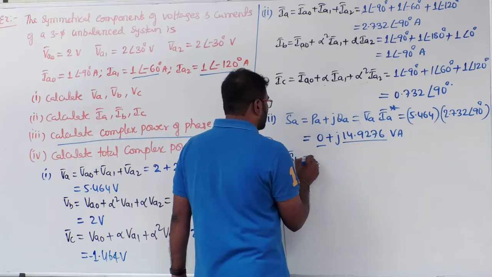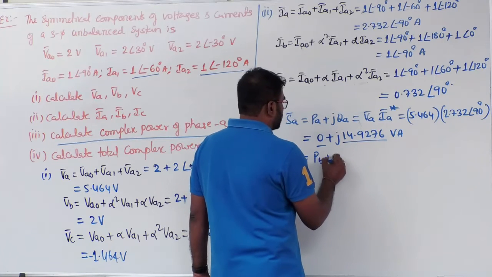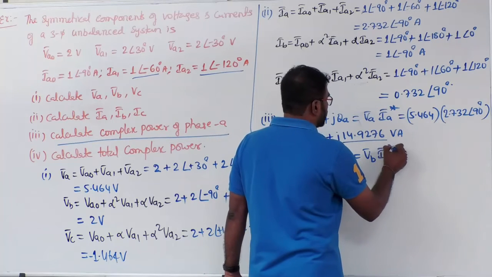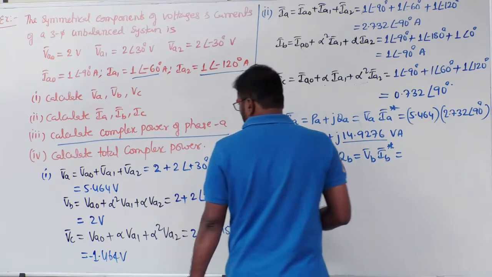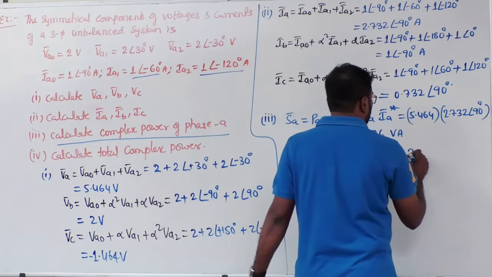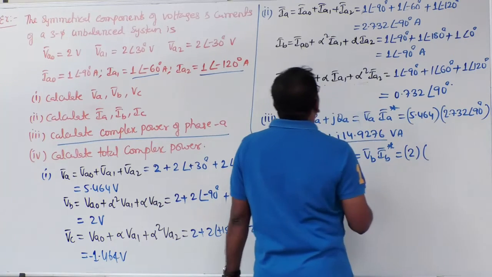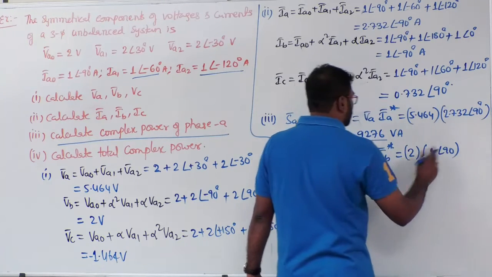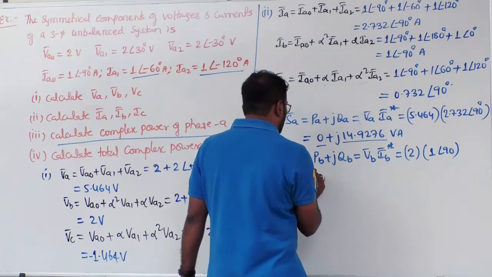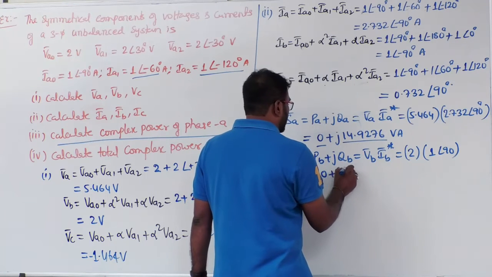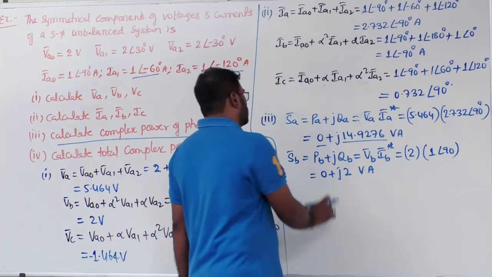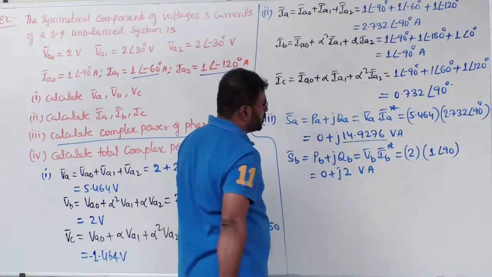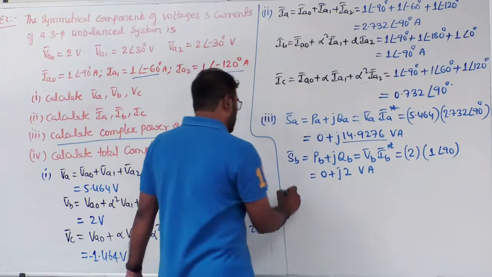Just check sir, SB. SB is what? PB plus j times QB. So what do I get now? VB times IB conjugate. So what is VB? VB is 2. And IB conjugate: IB is 1 at an angle minus 90, conjugate means 1 at an angle plus 90. So simply we get 2 at an angle 90. 2 at an angle 90 means what? We get 0 plus j2 VA. Again, the real part is 0. That means the active power of phase B is 0. Reactive power of phase B is 2 VAR. Now SC.